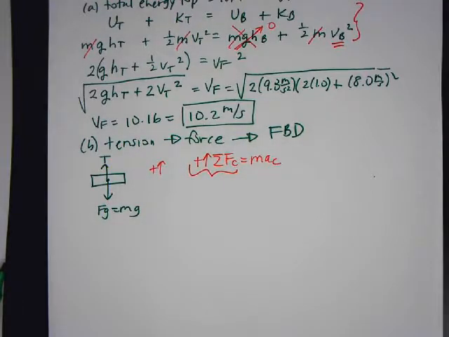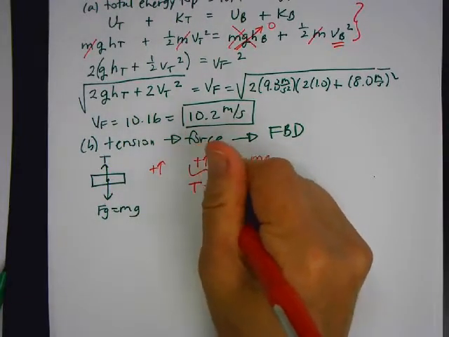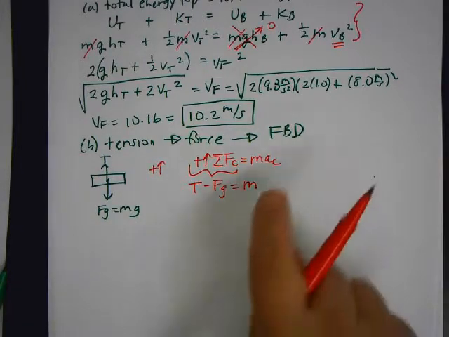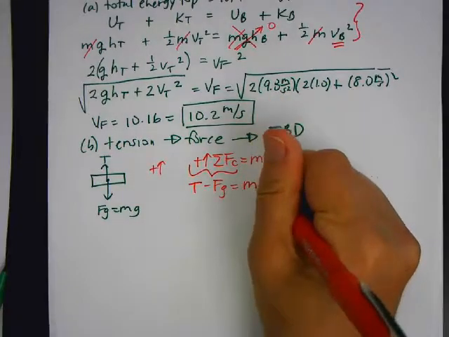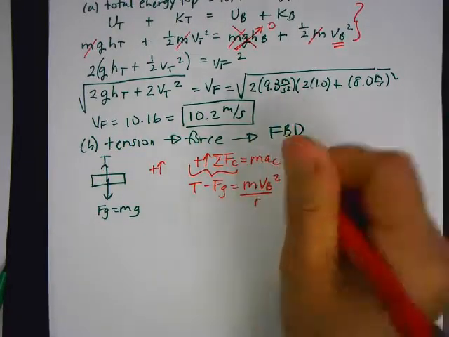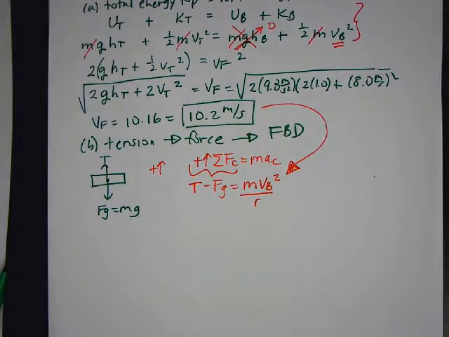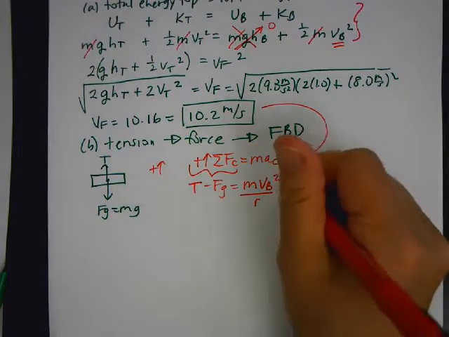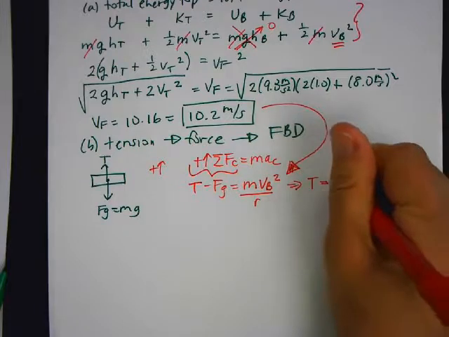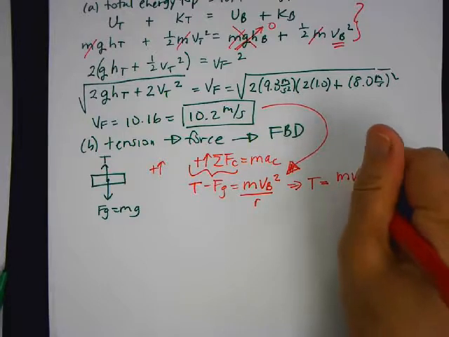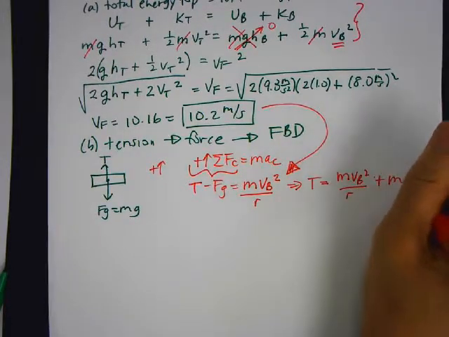Now I look at my free body diagram. T is up, minus the weight, is equal to m ac. Now remember, on AP questions, whatever answer you have for part A, they're going to end up using it in part B. So centripetal acceleration is vB squared over r. So you see how we end up using our answer from part A in part B. Now I want to solve for the tension, so I'm just going to rearrange the equation and say tension is equal to, I'm just going to move my weight to the other side, m vB squared over r plus mg.